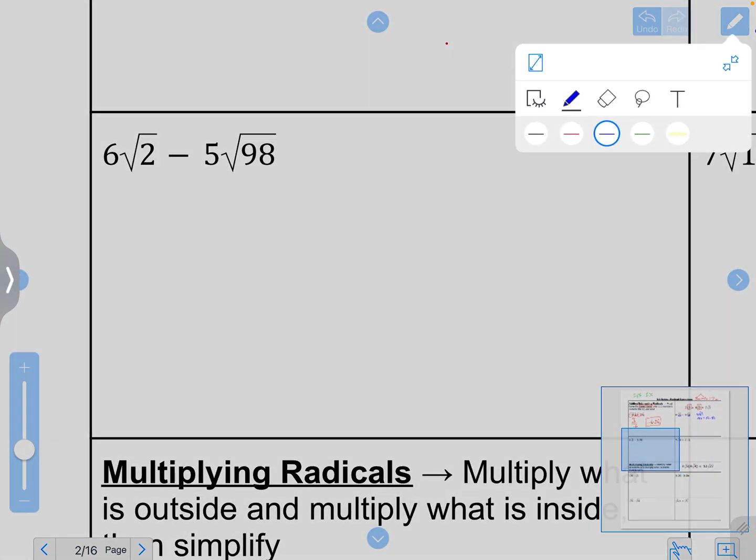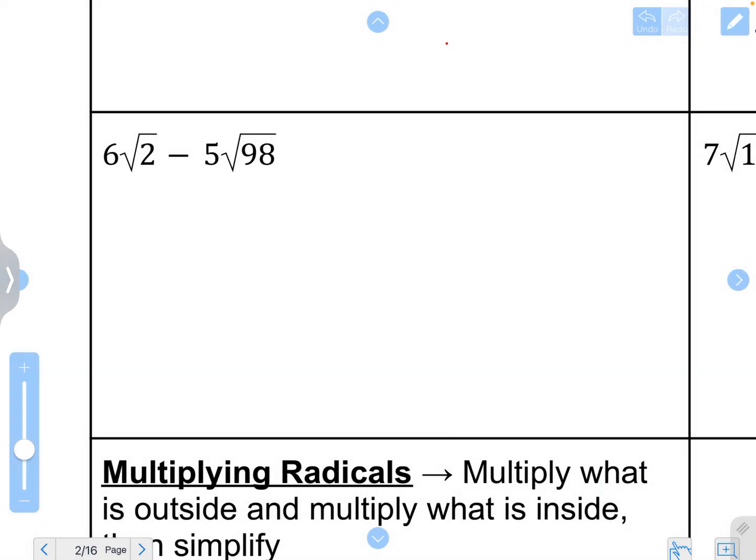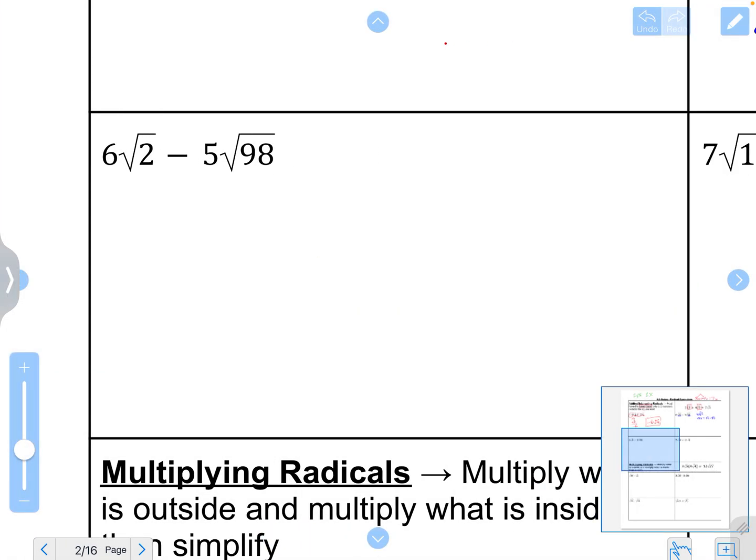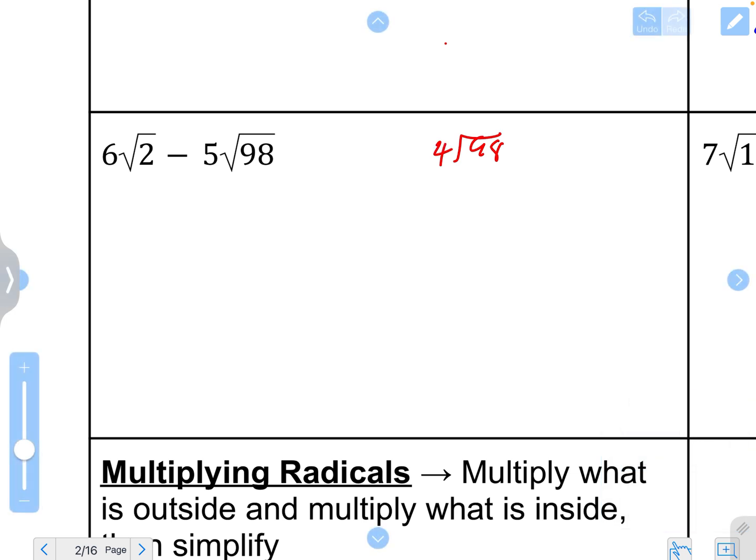So again, we've got to simplify things first. 98, let's try 98 divided by 4 first. 4 will go in twice, and then I get 18, so that's not going to work. 9 won't work. 16, if 4 won't work, I know 16 won't work. 25, it doesn't end in a 0 or a 5. 36, and 36 twice is 72 plus another 36 is 108, so that's too big.